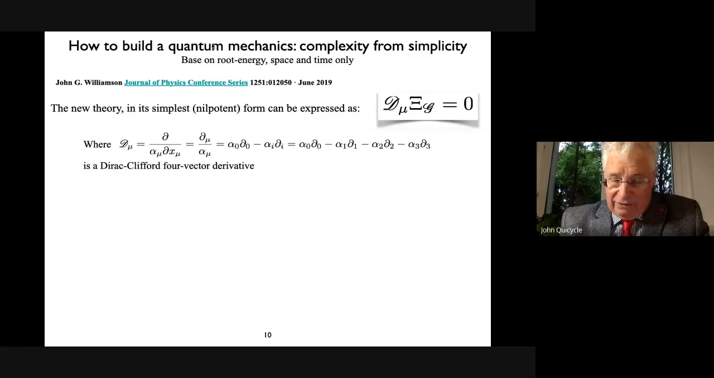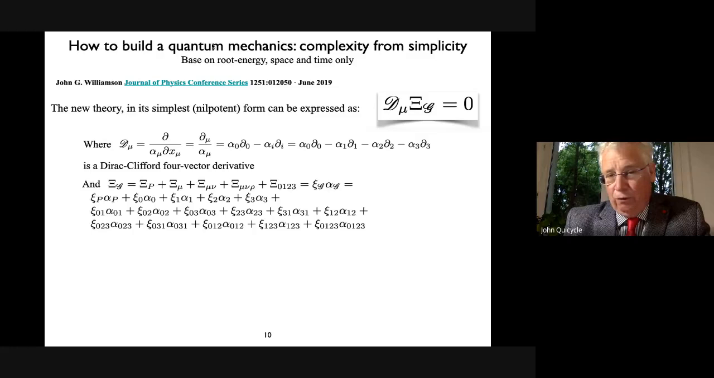The basic equation I'm looking at is d mu xi g is equal to zero. This is just a 4-differential of a 16-component multivector space equal to zero. So it's a fairly complex thing, a little bit less complex than the Dirac equation in terms of the number of variables, 32 instead of 64, but nonetheless it's still pretty complicated. And here's what psi g can be. It's got 16 possible forms in which energy can play.